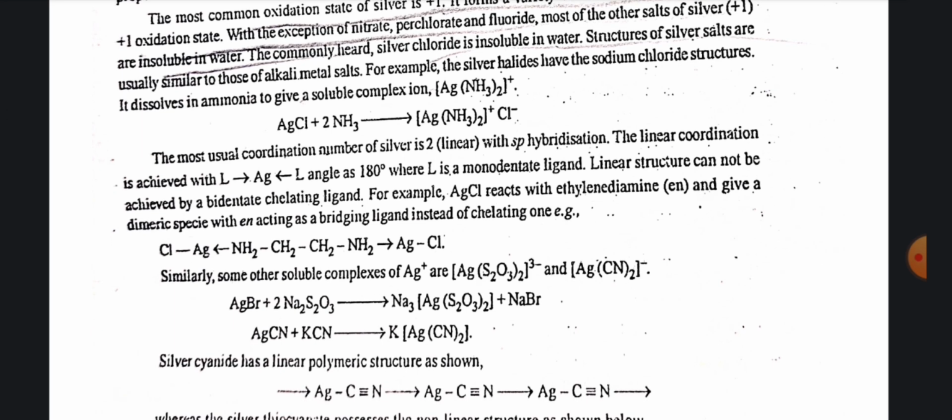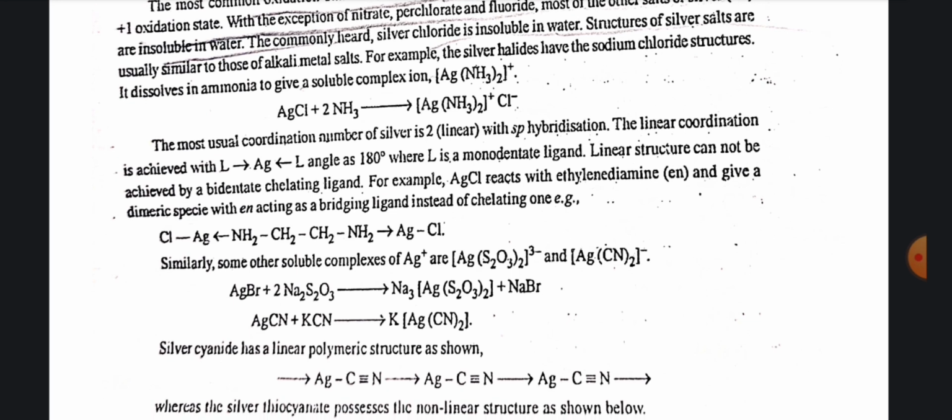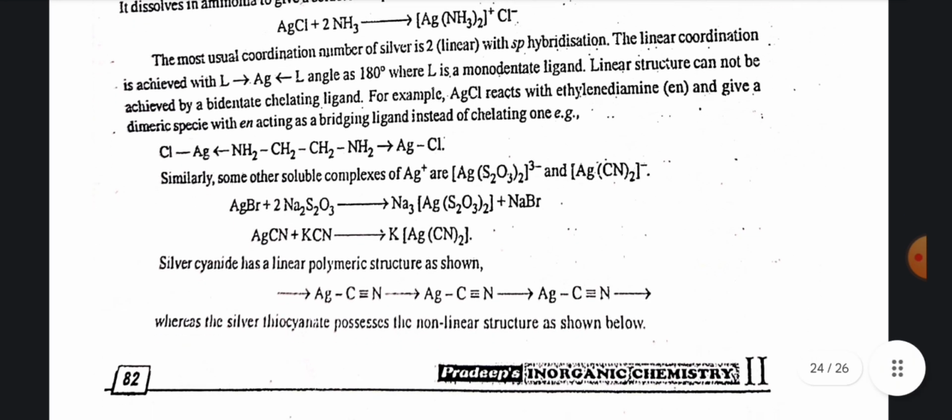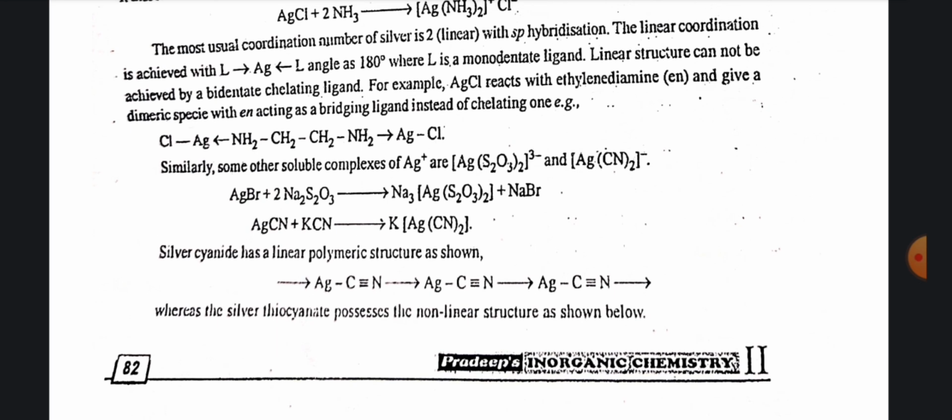With the exception of nitrate, perchlorate, and fluoride, most of the other salts of silver +1 are insoluble in water. The commonly heard silver chloride is insoluble in water. Structures of silver salts are usually similar to those of alkali metal salts. The most usual coordination number of silver is 2 with sp hybridization.